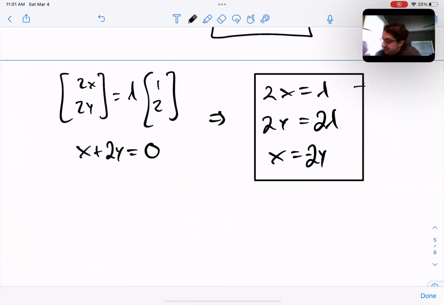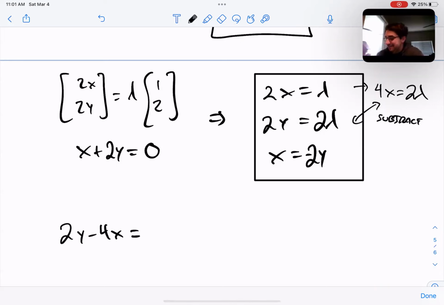So I'm going to double this first equation to make it 4x equals 2 lambda, and then I'm going to subtract these to eliminate lambda. I like eliminating lambda early, because we don't really care about the value of lambda, we just want the values of x and y, so you may as well eliminate lambda as early as possible. It's often convenient. So take their difference. I'm subtracting these two equations, so I have 2y minus 4x equals 2 lambda minus 2 lambda, which is 0.